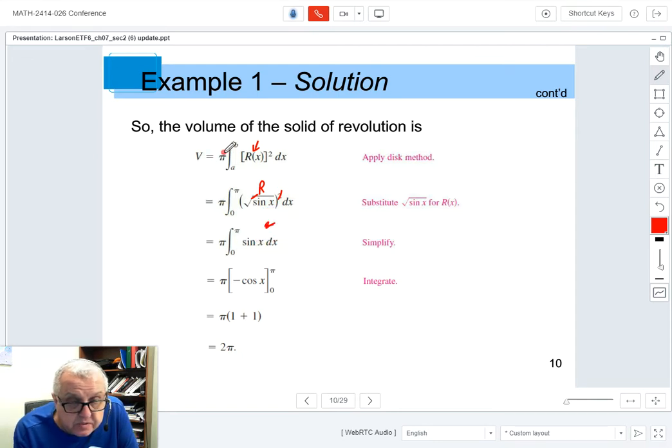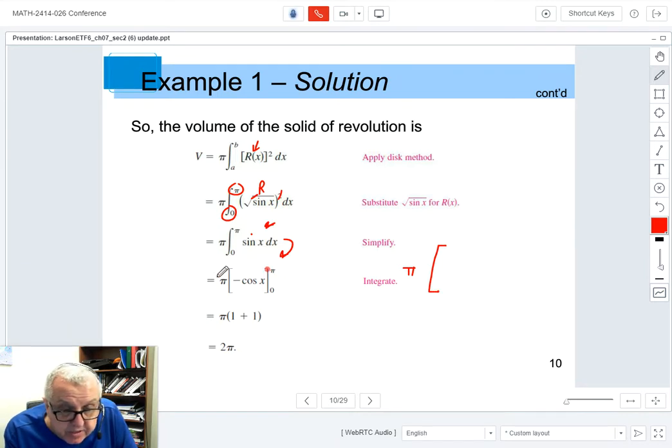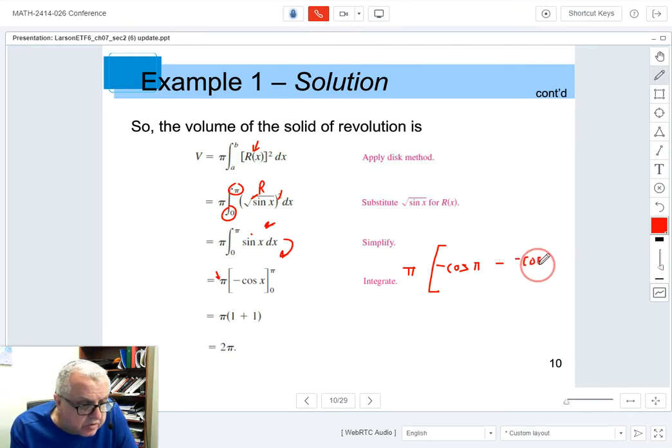We're integrating from 0 to pi. The integration of sine x is negative cosine. So we integrated it, and this is what we got. First, we have pi on the outside. Now we're going to put pi into negative cosine. Then we subtract and put 0 into negative cosine.